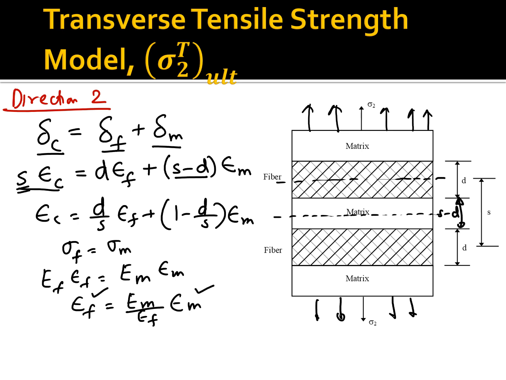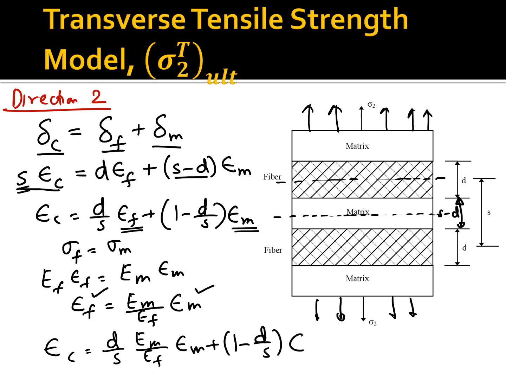The only reason we're doing this is because we want to write this whole thing just in terms of the strain in the matrix. So we get epsilon_C is D by S, E_M by E_F, epsilon_M plus 1 minus D by S epsilon_M. Now we can ask what the ultimate strength in direction 2 will be, based on the ultimate strain in direction 2, and that will tell us the ultimate strength in direction 2. So let's go ahead and do that in the next slide.